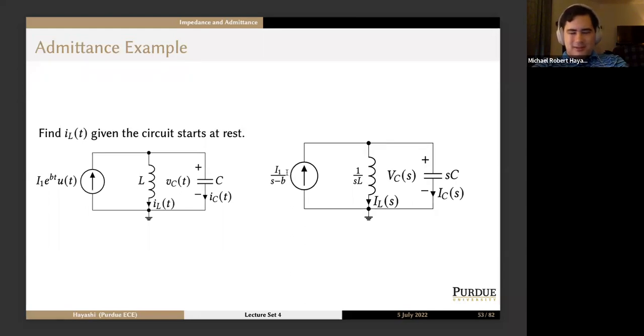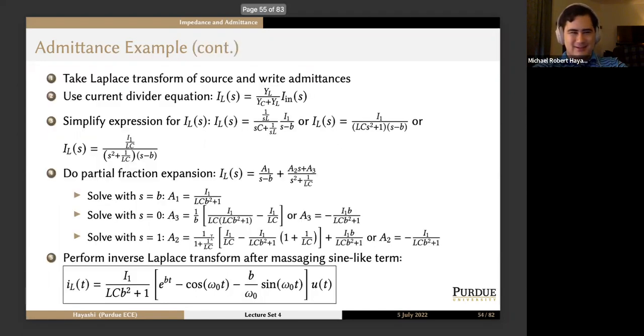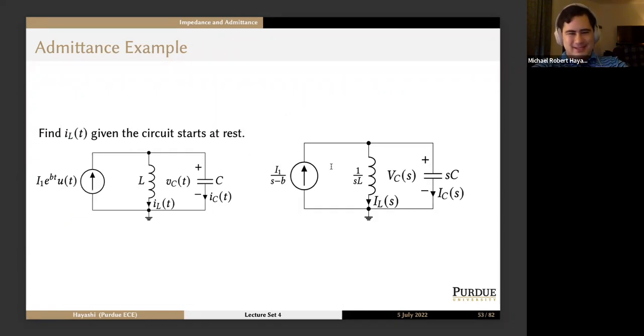So we'll take the Laplace transform of our source and write admittances. We're going to move to the complex frequency land, and this time I'll write it using admittances. We normally don't write things this way on the circuit diagram, but I told the viewer that I was doing this, and I did so as the first step of the next slide. So I'm writing admittances instead of impedances. We'll have I1 over s minus b, which is the Laplace transform of our source, 1 over sL, the admittance of the inductor, and sC, the admittance of the capacitor. So let's see how this LC tank circuit solves.